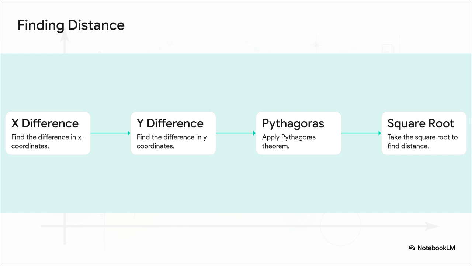From there, it's pure Pythagoras. You just square those differences, add them up, and take the square root. Bam! Physical distance. It turns out the distance between any 2 points is simply the square root of the sum of the square differences of their coordinates.